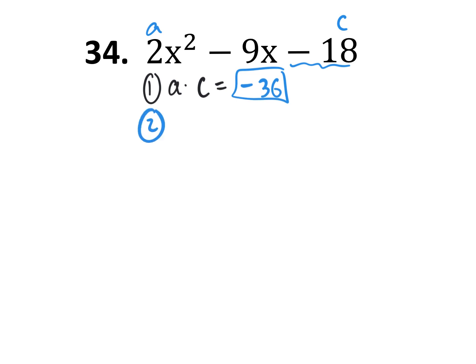Step 2, and I'm writing the instructions here as we go, so you'll know what to do if you go back and look at your notes. Step 2 is to make a list of the multiples of that number negative 36 that we got on step 1. So how could I get negative 36? So I'm going to start with the number 1. So I'm going to write 1 times negative 36.